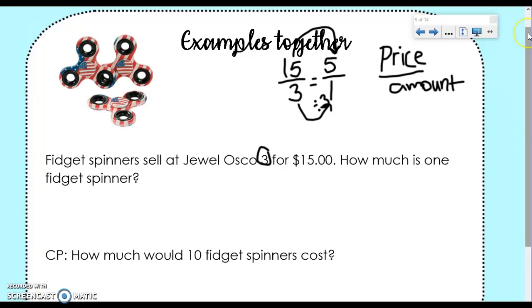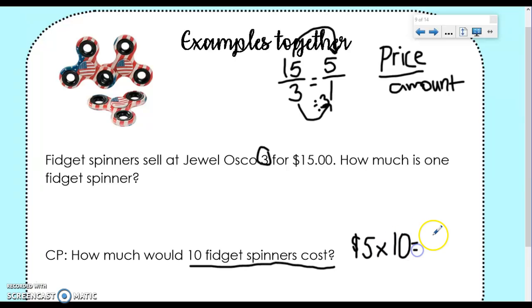Now we can apply that a little bit further. How much would it be for 10 fidget spinners? How do you know? Go ahead and answer that question for me. This is one of those examples where you can get your answer through pictures, through a graph. You can get this just by doing the math. But I want you to come up with your answer and type it in the box for me. If you know it is $5 for one fidget spinner, then I can do $5 for my 1 times my 10, to get a total of $50. Go ahead and copy that in your notes, please.